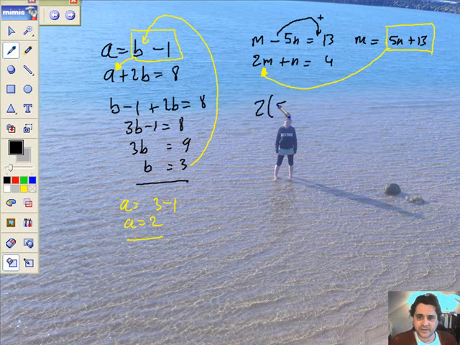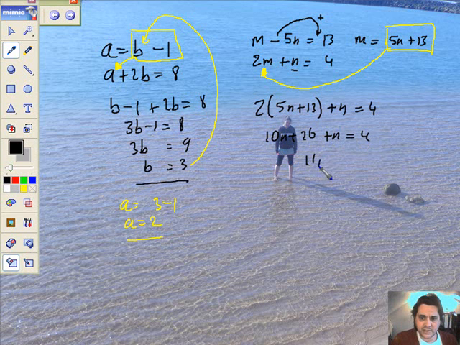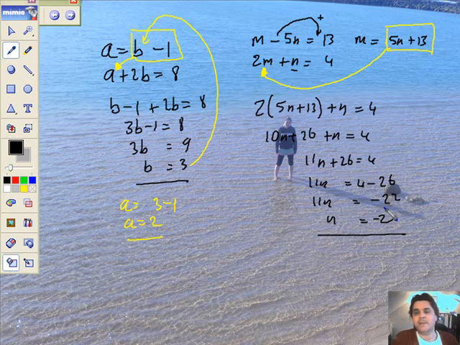So I've got two lots of 5n plus 13 plus another n, all comes to 4. Let's begin to multiply out. 10n plus 26 plus n is 4. So I've got 11n plus 26 is 4. 11n is going to be 4 take away 26, so 11n is going to be minus 22. Straight away n is going to be 2. Sorry, minus 2, because minus 22 divided by 11 is minus 2.